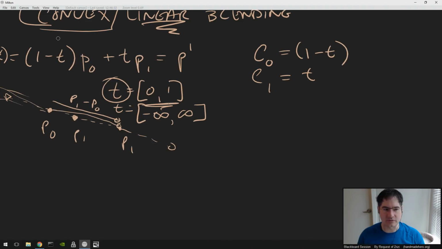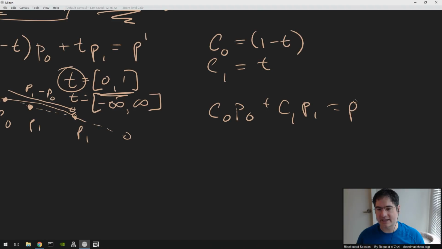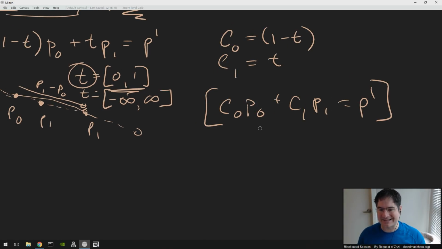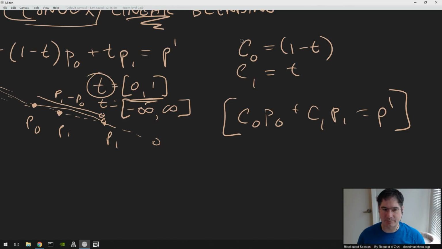What does that make this equation? Well, 1 minus t is just C0, so that's times P0, plus t is just C1, so I have P1 here, and then I get my result, right? C0 P0 plus C1 P1 equals P prime, okay? Same exact equation. All I have done is replace these terms with different names. I just named them something else. I said C0 is 1 minus t, C1 is t. Same equation, does the same thing. I input some value t, I produce these two results, and I get my blend.